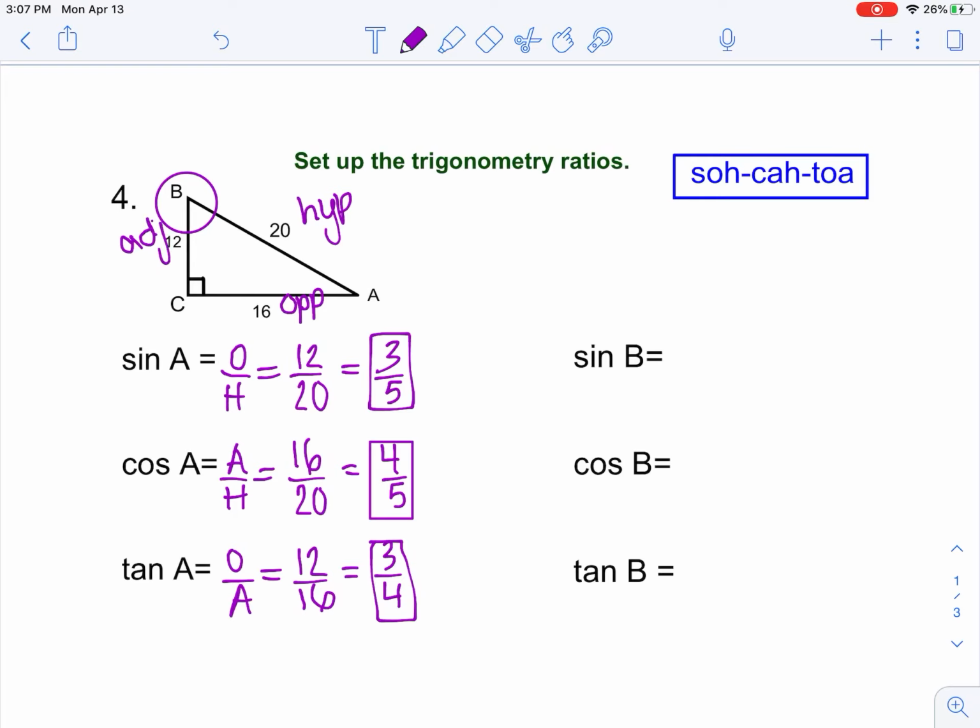Okay, so if we're going to find the sine of B, that's the opposite divided by the hypotenuse. So in this case, we would have 16 over 20. That simplifies to 4/5. Next up, we have the cosine of B. Cosine, we take the adjacent side divided by our hypotenuse. The adjacent side is 12 and our hypotenuse is 20. That simplifies to 3/5.